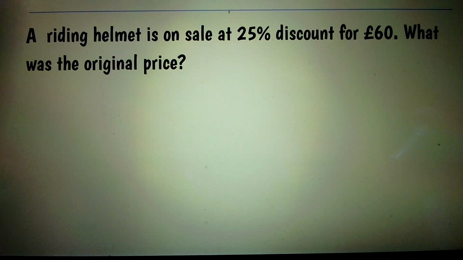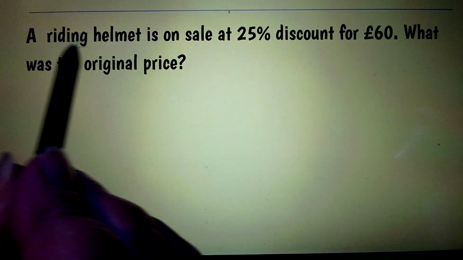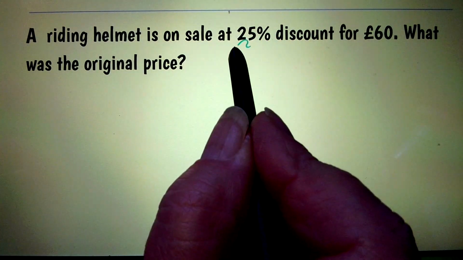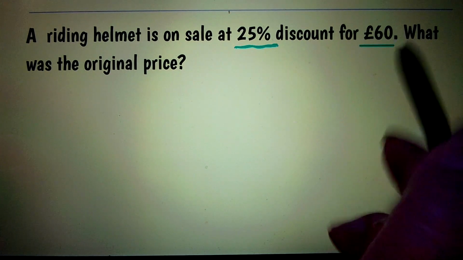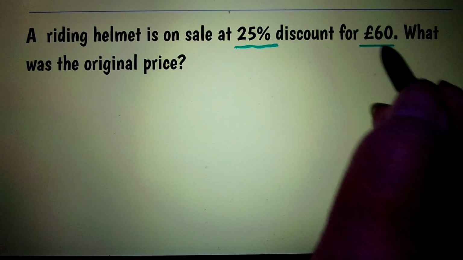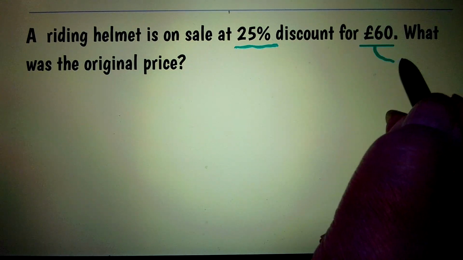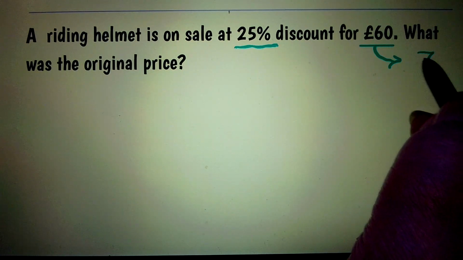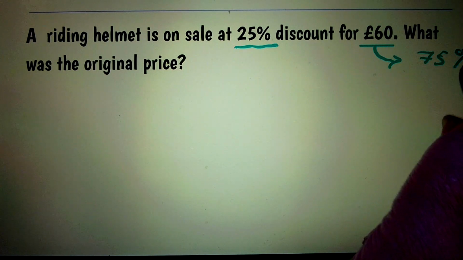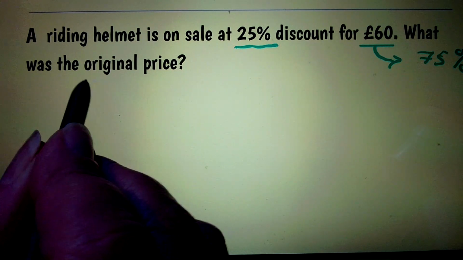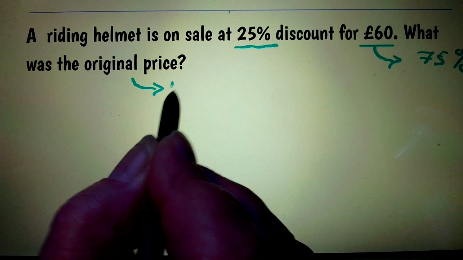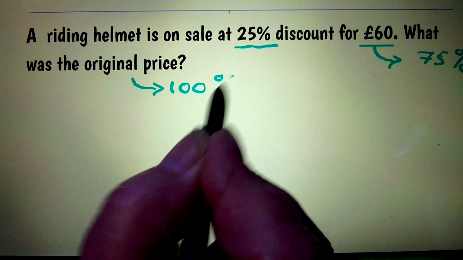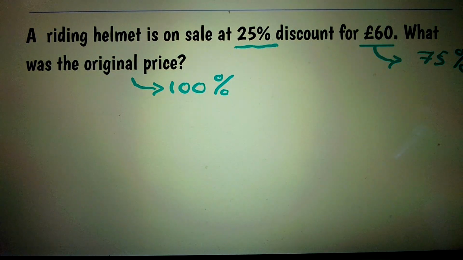Okay, let's read this question carefully then. So a riding helmet is on sale at 25% discount for £60. Right, so that tells me that £60 is equal to 75% of the original cost. And I want to find the original price, and that's going to be 100%. You might need to think about that a little. Right, let's see how we lay this out.